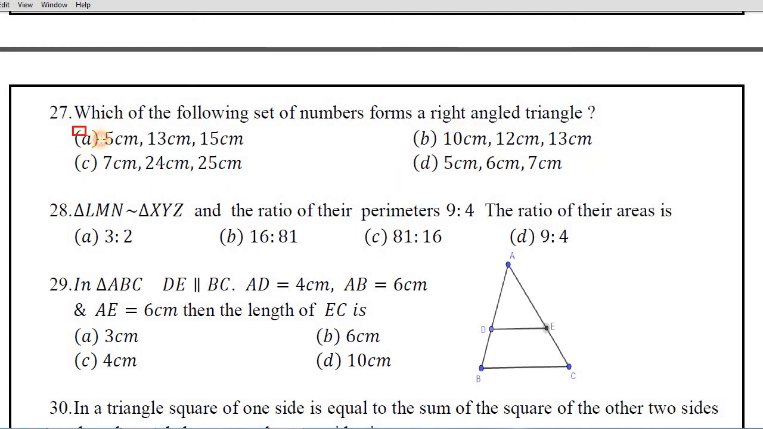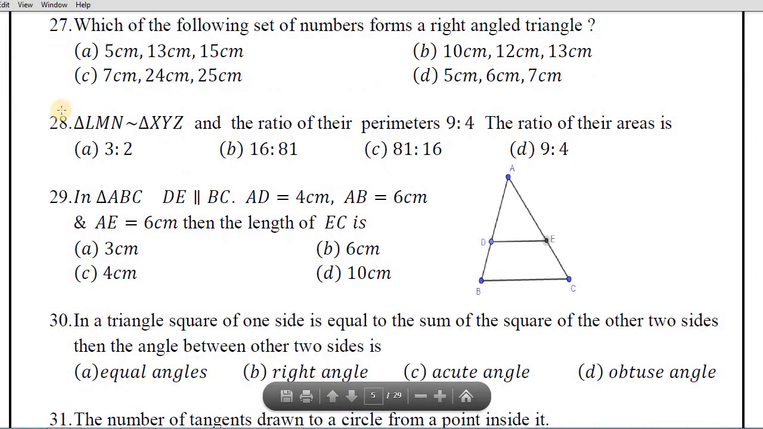So here 5, 13, 15, it doesn't form. B is 10 centimeter, 12 centimeter, 13 centimeter. It also doesn't form a right angle triangle. So option C forms. 7 square means 49, 24 square means 576. So 49 plus 576 is 625. 25 square means 625. So hence C forms a right angle triangle. Definitely 1 or 2 questions will be there on Pythagorean triplets, so learn them very well.